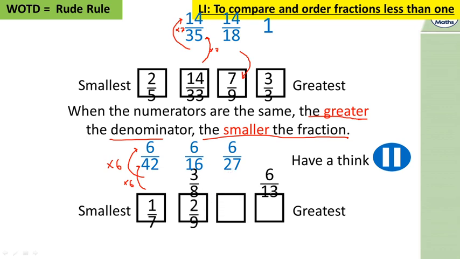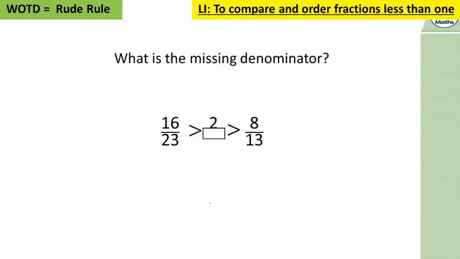Then we've got 16 or 13. Well, 16 is bigger, so this fraction is smallest. So 3/8 is going to go next. And then the last one goes in. Excellent.